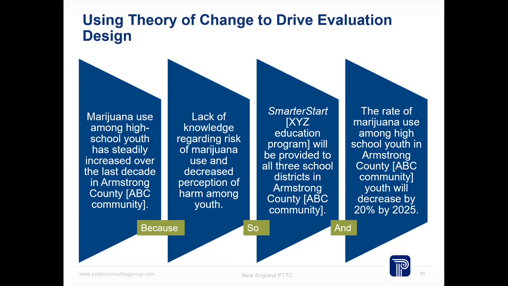So we're going to do this activity. We're going to provide Smarter Start programming to all three of these school districts. And then hopefully my outcome and long-term impact is going to be that the rate of marijuana use in high school among these youth is going to decrease by 20% by 2025. So this is the example we're going to use, and we'll carry that through today.